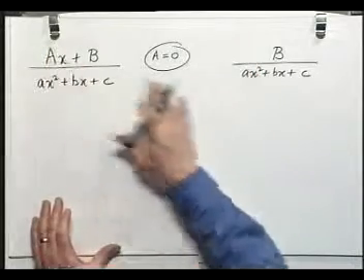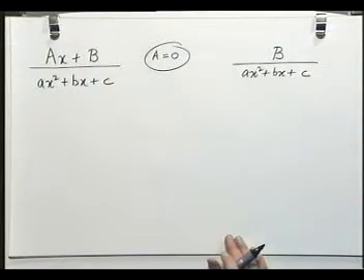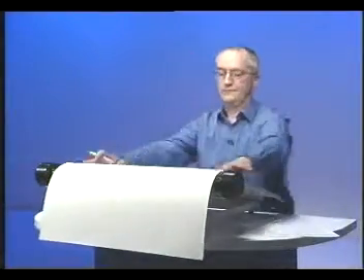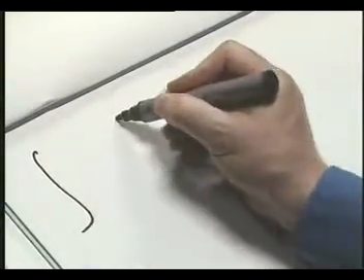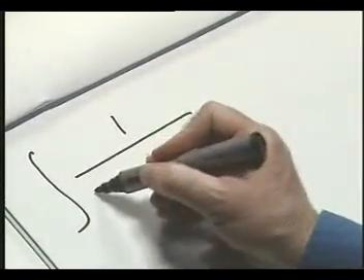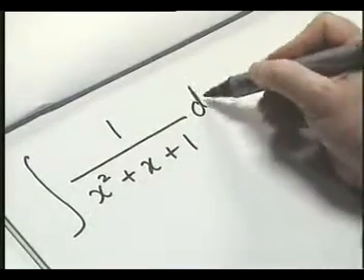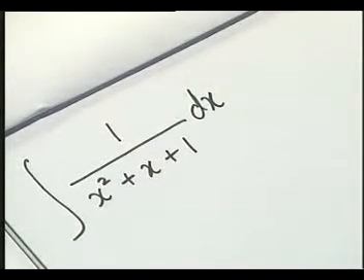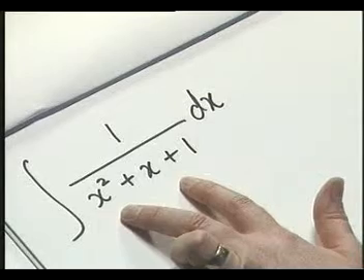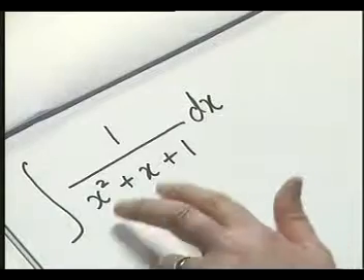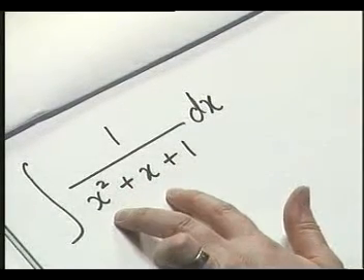Now, the first example I'd like to show you is what we do when we've just got a constant on its own, no x terms, over the irreducible quadratic factor. So let's have a look at a specific example. Suppose we want to integrate a constant 1 over x squared plus x plus 1. We want to integrate this with respect to x. This denominator will not factorise. If it would factorise, we'd be back to expressing it in partial fractions. The way we proceed is to try to complete the square in the denominator.